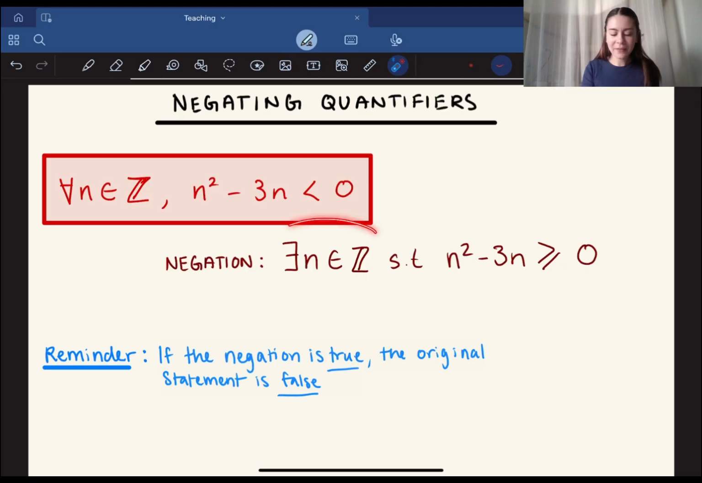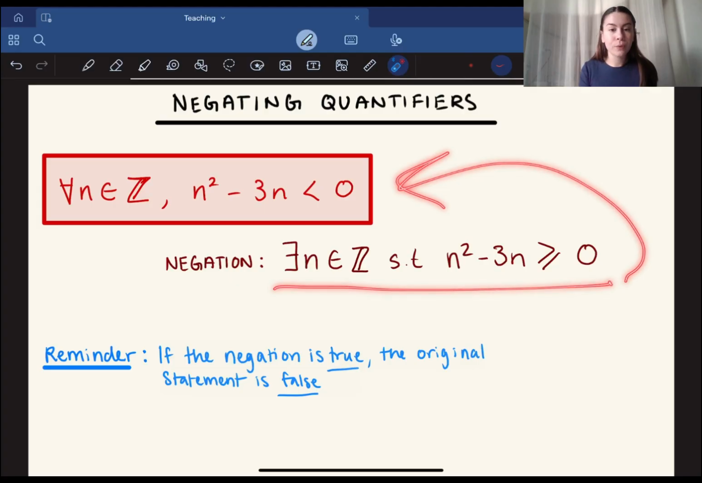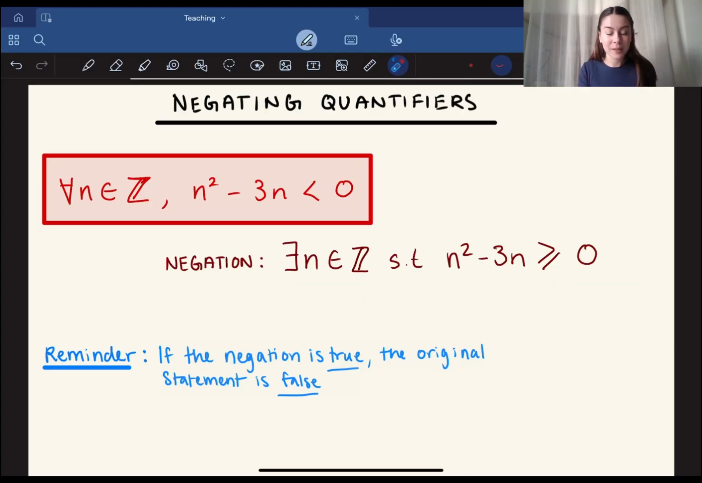Well, now that we have this existential quantifier here, all that we have to do is find an example for which this works. And if we find an example for which this works, then we proved this statement to be true, which means that we've also proved the original statement to be false.